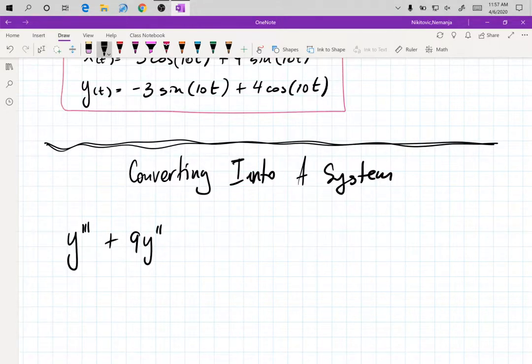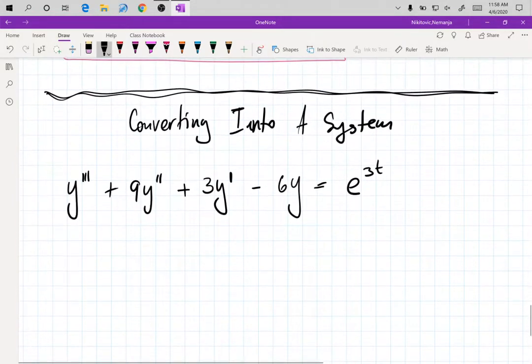So, y triple prime plus 9y double prime plus 3y prime minus 6y equals e to the 3t. Whatever. You literally put whatever you want, right? Because it's just the procedure of how to create a system out of the single equation, right?